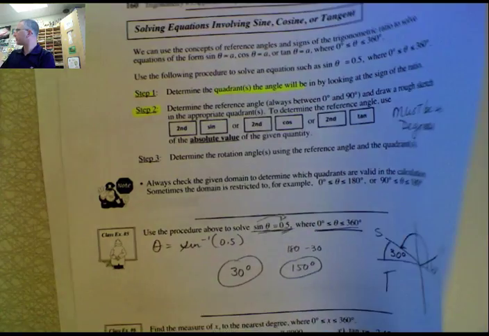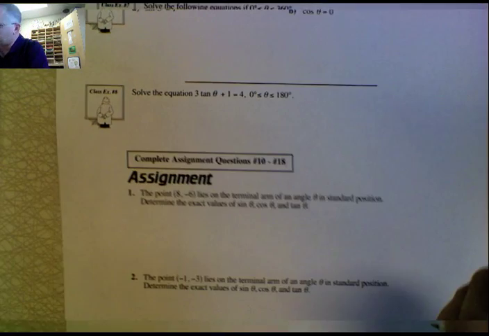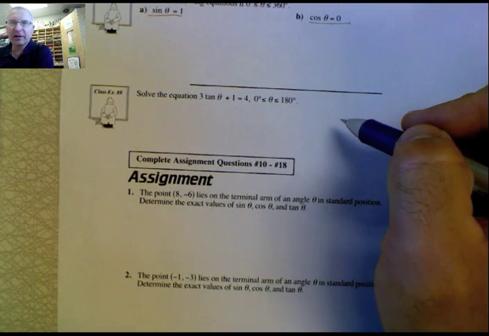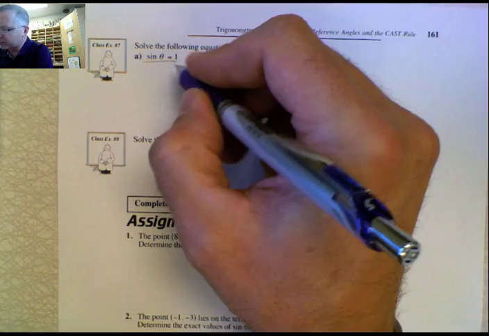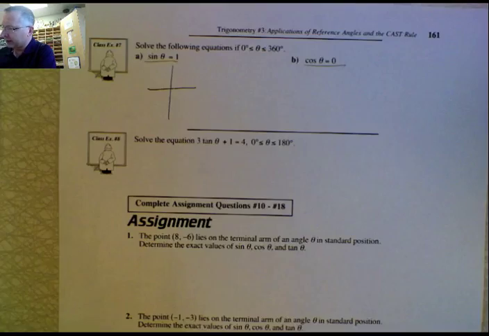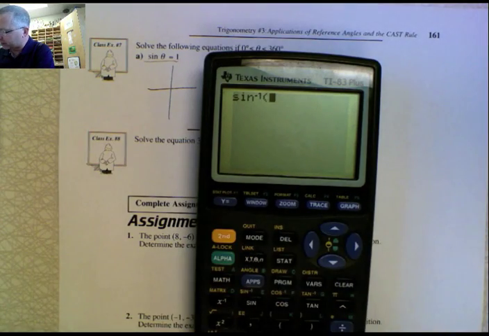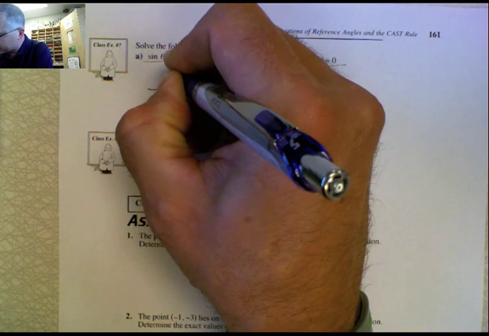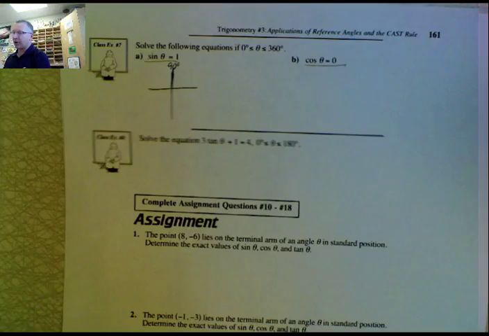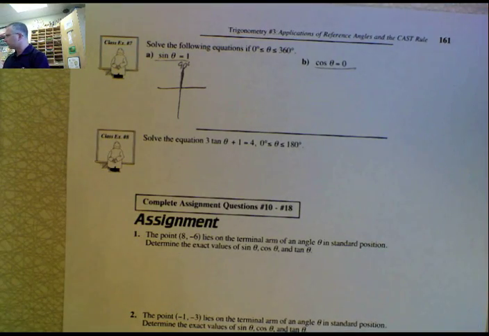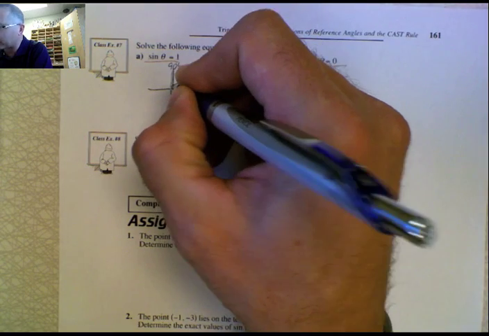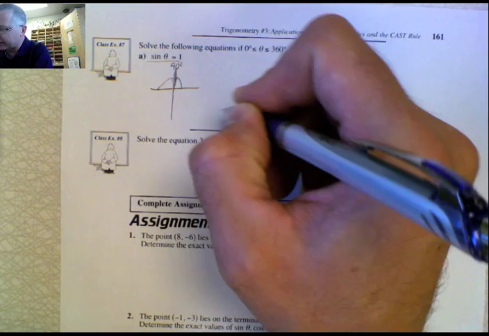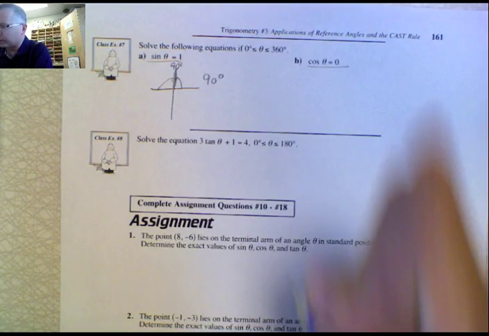If you look at the top of the next page, we have some special angles here. We have sine theta is 1 and cos theta is 0. They're actually called quadrantals, because if you take the inverse sine of 1, you get 90 degrees. Well, 90 degrees is this right here, that positive y-axis going upwards. So we actually only have one angle in this case. It's 90 degrees to here and it's 90 degrees to there. So there is only one answer.